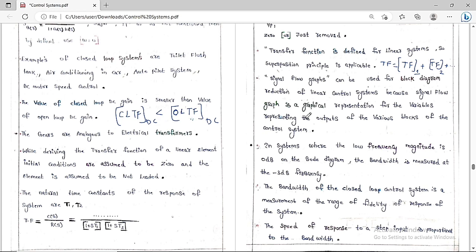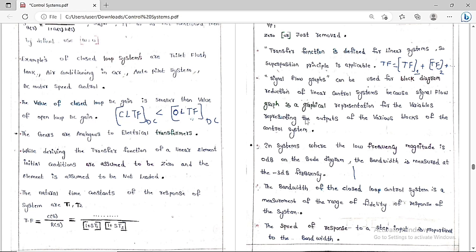The next point is, in systems where the low frequency magnitude is 0 dB on the Bode diagram, the bandwidth is measured at the -3 dB frequency. In systems where the low frequency magnitude is 0 dB on the Bode diagram, the bandwidth is measured at the -3 dB frequency. So basically, what is the meaning of bandwidth?